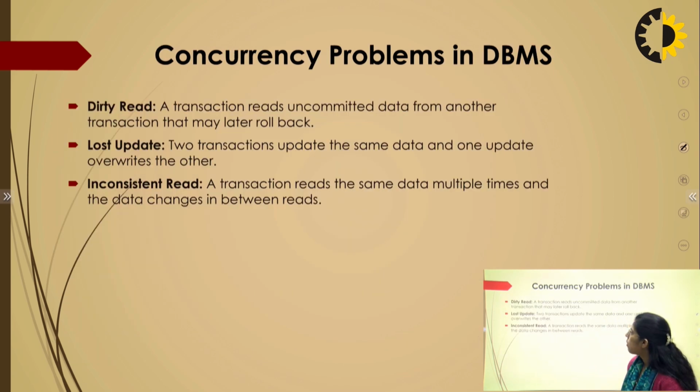What are these problems basically? Dirty read is nothing but a transaction reading uncommitted data from another transaction that may later roll back. Lost update is when two transactions update the same data and one update overrides the other. And in the third one, inconsistent read, a transaction reads the same data multiple times and the data changes in between the read operations.